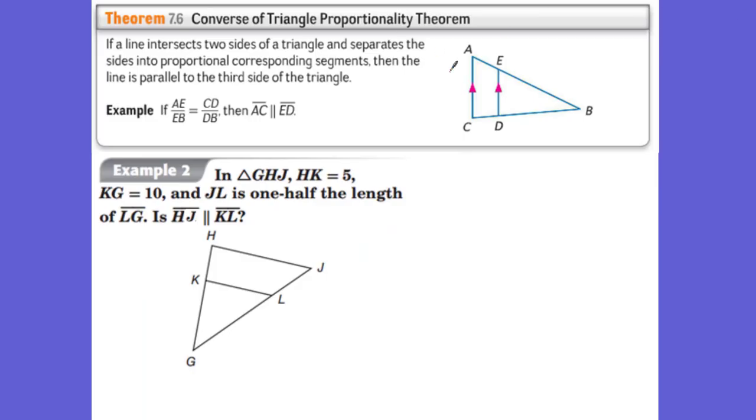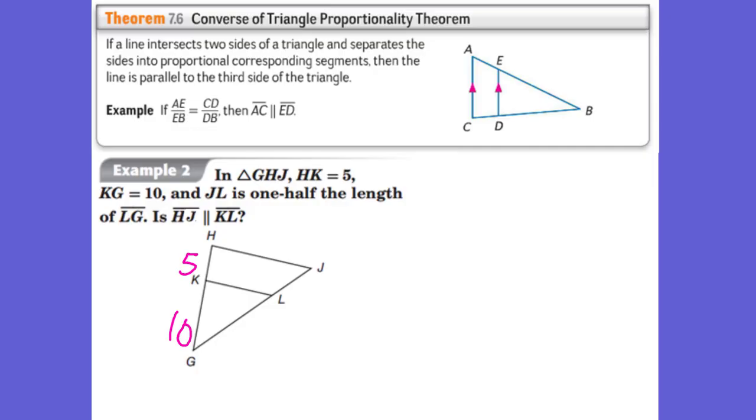Now the converse of this triangle proportionality theorem is also true. So if I can check the ratios and see that they're proportional, see that those sides are being divided proportionally, if I can plug numbers in or something and set up these ratios, if I can check and see if AE over EB is indeed equal to CD over DB, then that's enough information to say that those sides are parallel.